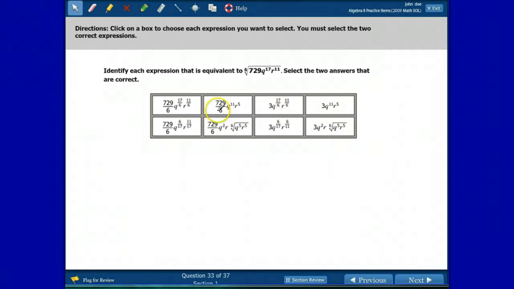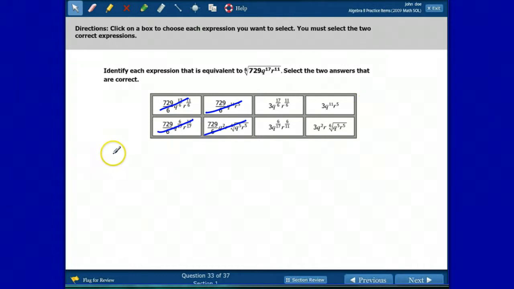These are definitely wrong. Any of these where you've taken 729 and divided it by 6, that's bad. So all of these are not good, because you're going to take the 6th root of 729. You're not going to have all of this. So all of these are just distractors. We're looking at these three things right here.